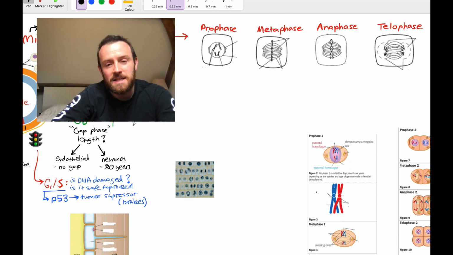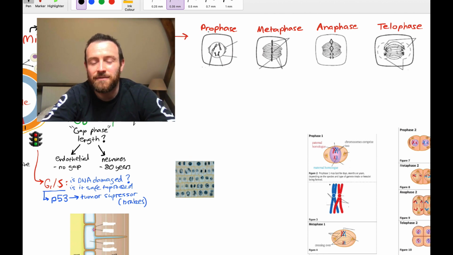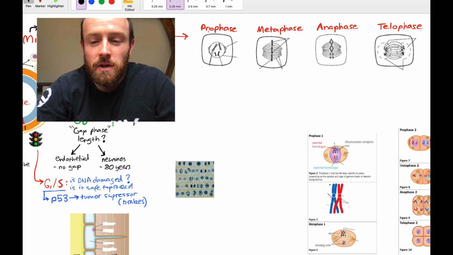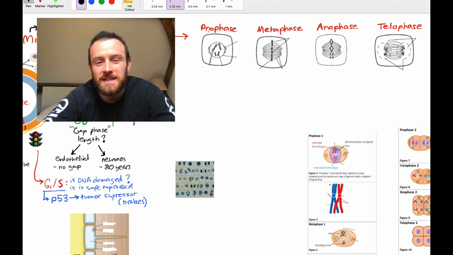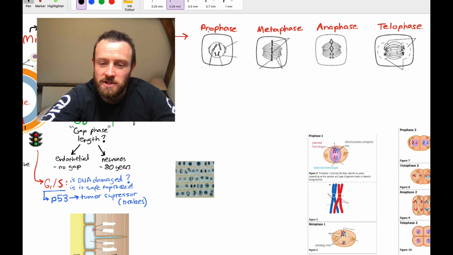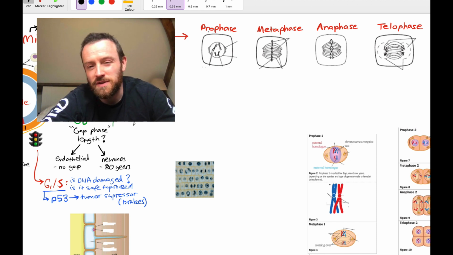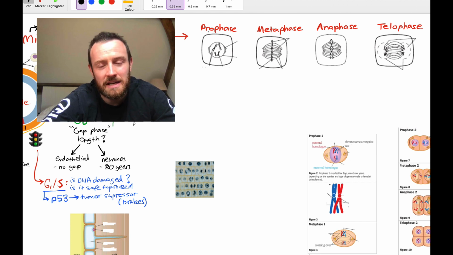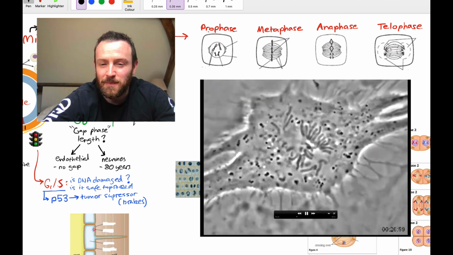Okay, so before we get into the different phases, prophase, metaphase, anaphase, telophase, I'm going to drop in a little video here where you can see a real microscope image of a cell going through these phases. I want you to see if you can identify where the cell is at what different phase. Okay, so watch that now.